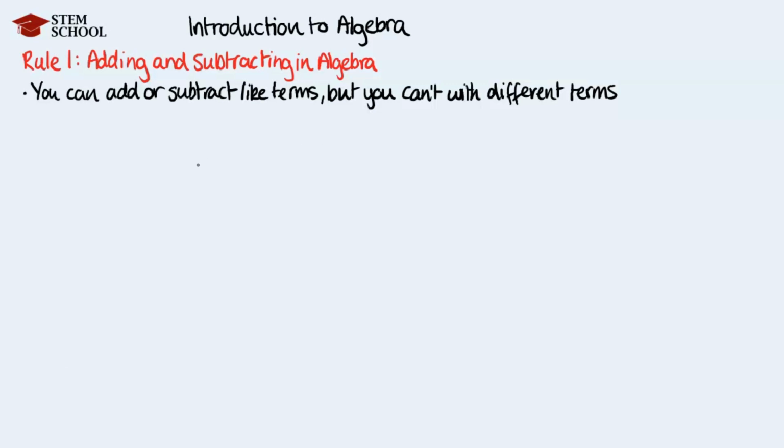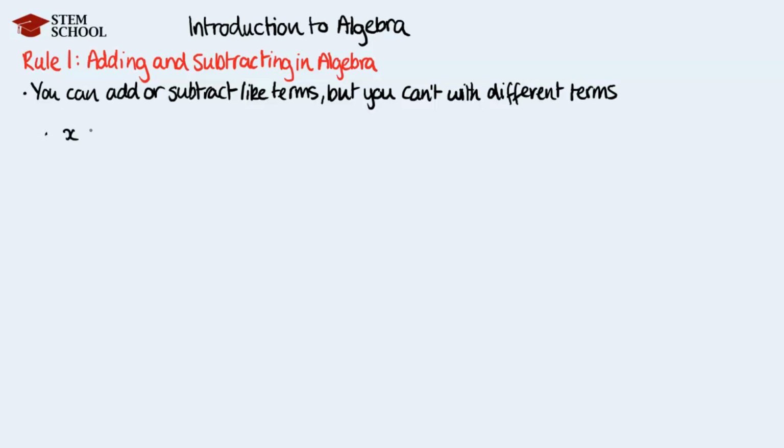Alright, so let's do something useful then. We'll move on to rule 1, which is about adding and subtracting in algebra. This rule states that you can add or subtract like terms, like terms being an x and an x, or a y and a y, but you can't add or subtract different terms. So you can't add or subtract an x term and a y term because those are different terms. We'll fly through some examples to illustrate this.